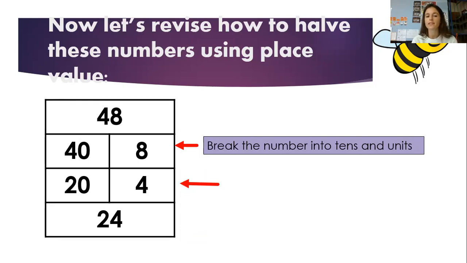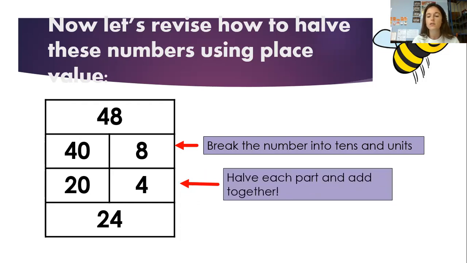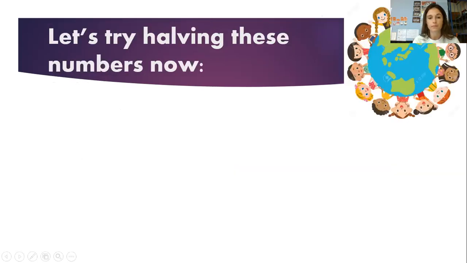And now our next step, instead of doubling each part that we did in the last lesson, we are now going to half each part. So we can see that half of 40 is 20 and half of 8 is 4. And now we need to add those together. So the addition step is still there. Just like in doubling, the addition step at the end still happens. So 20 plus 4 is 24. So you can see it's very similar to the doubling process, except that the second step here in the middle, you are halving the numbers instead of doubling.